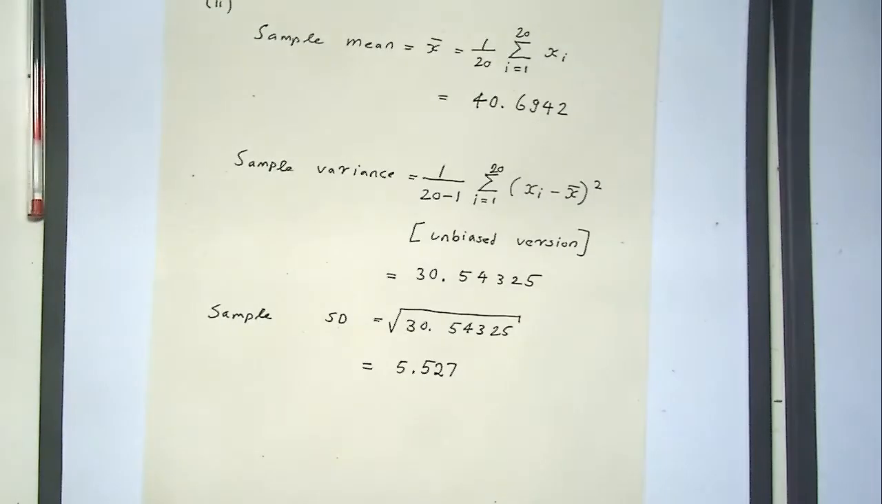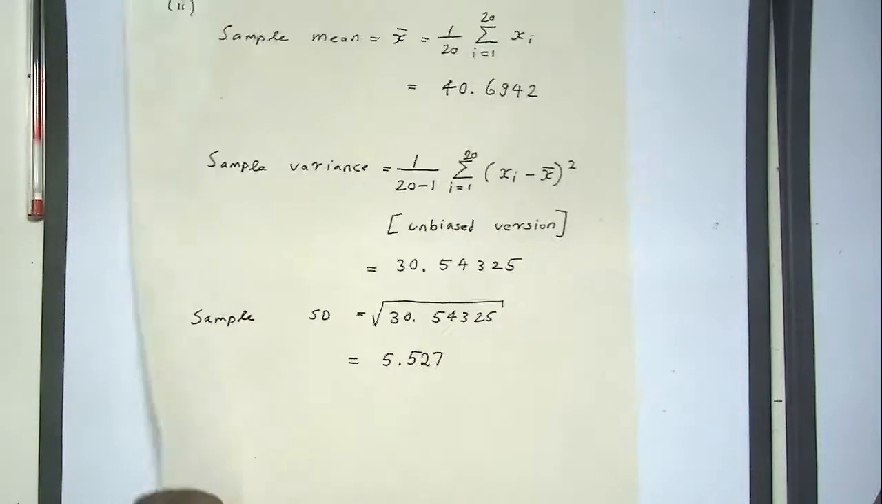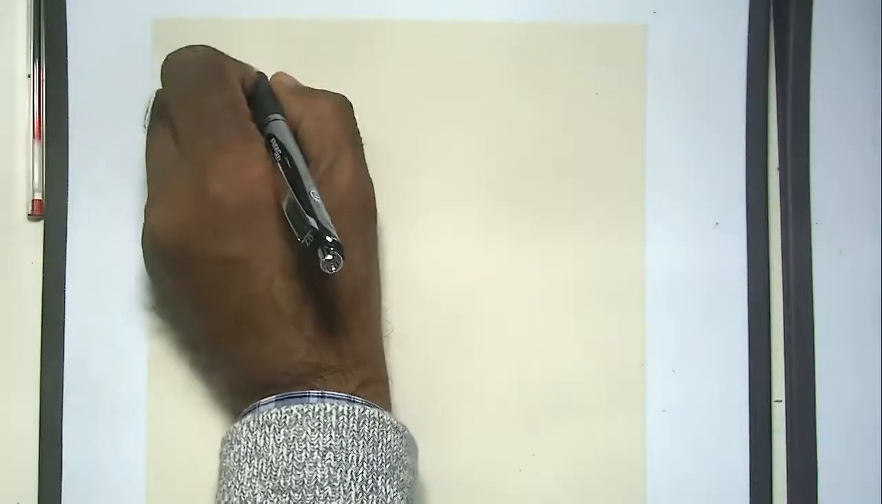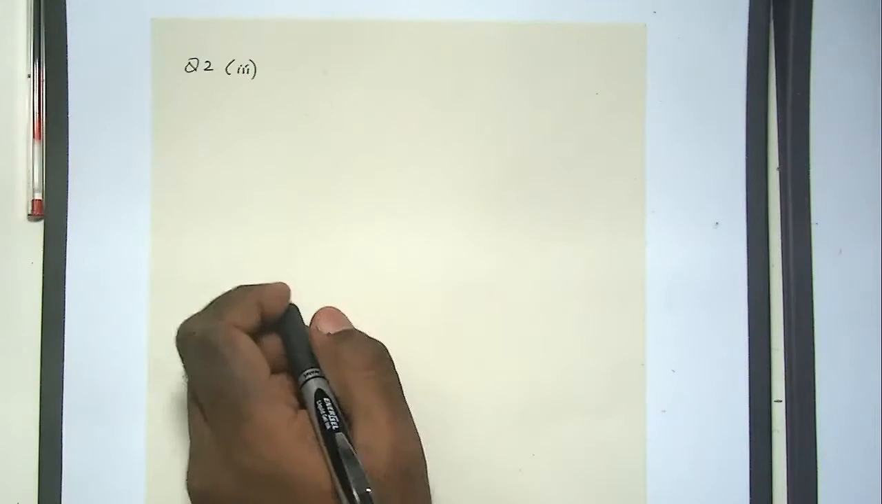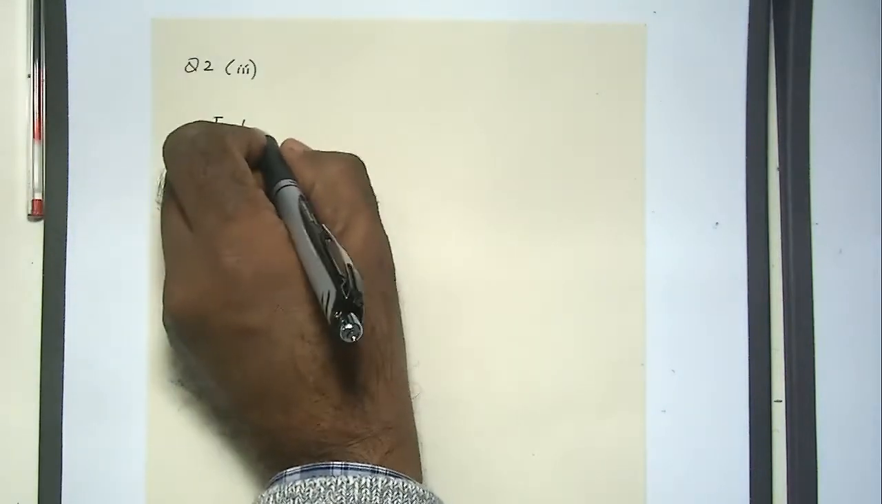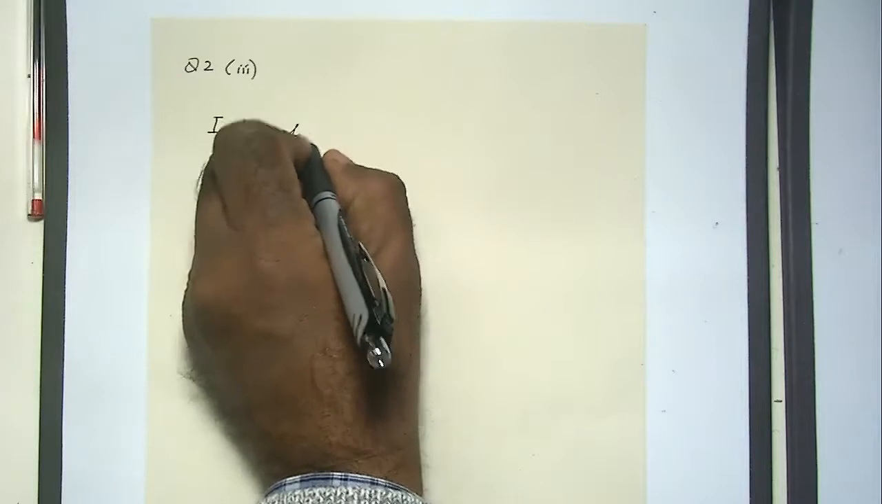Now part 3 is asking you to do a table. Alright, can I take this away? Okay. It's asking you, this question 2, part 3, I mean. So you have basically three columns in the table.